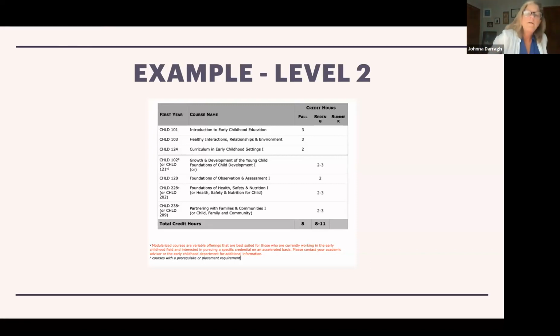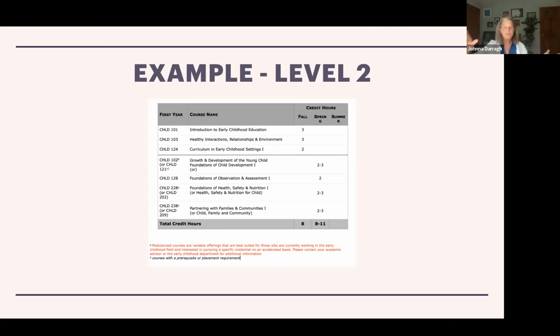I can't. One of the things that I just want to note is that if you look at Child 102, which is our growth and development of the young child class, that is a part of both of our AAS as well as our AA pathways. And you may or may not be able to see that tiny little P next to it. And that P indicates that there is a prerequisite or placement requirement on that particular class. And that means there's required English placement or concurrent or previous enrollment in our English 101, which is our foundational class. For many of our students, that's a barrier. For some of our students, that place, they can enter right into that class.